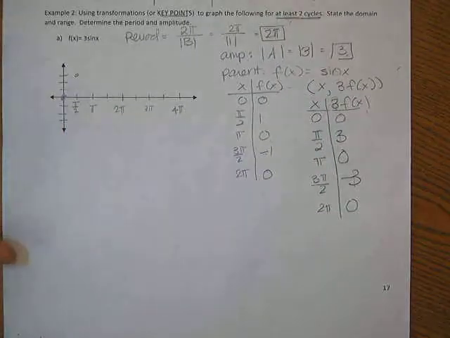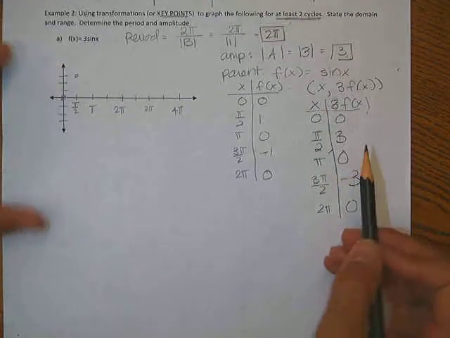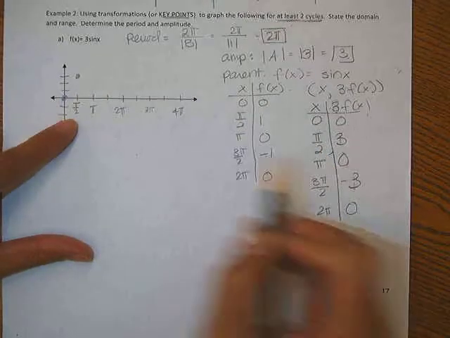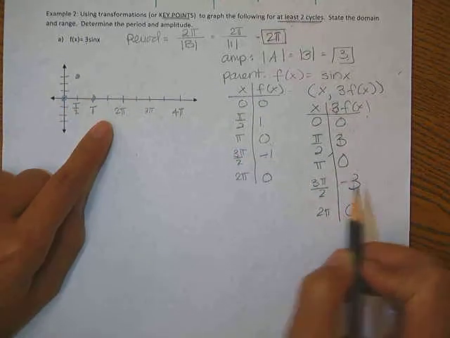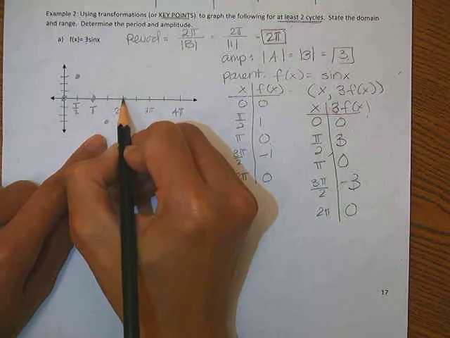Oh my goodness, this Asian teacher. Anywho, I'm going to plot pi over 2 comma 3. There you go. Pi comma 0. I sound kind of funny because I'm sick. 3 pi over 2 comma negative 3. But even when I'm not sick, since I'm Asian, I sound kind of funny naturally anyway, right?